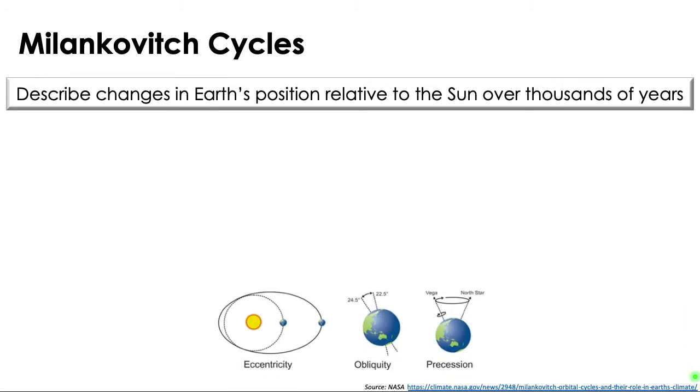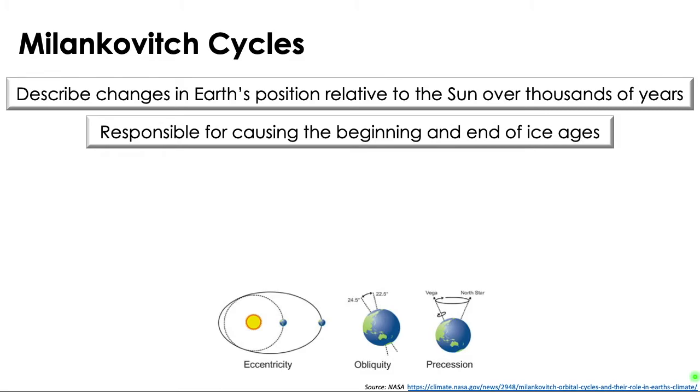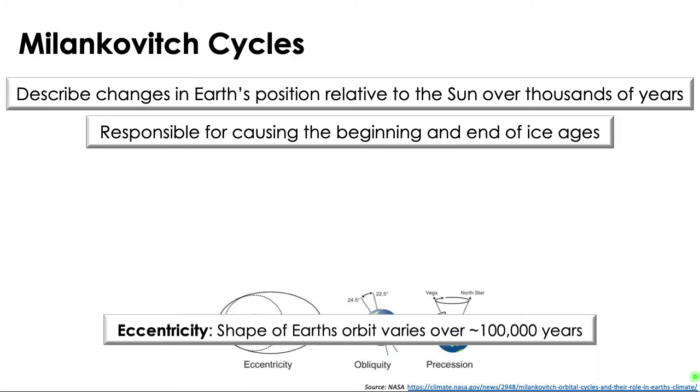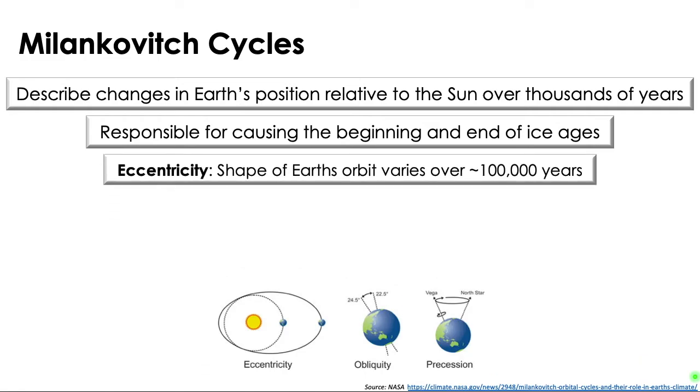First off, one of the main factors that naturally influence climate are the Milankovitch cycles. The Milankovitch cycles basically describe changes in Earth's position relative to the sun over thousands of years. And there are three different types of the Milankovitch cycles. These are responsible for causing the beginnings and the ends of the ice ages. The first one, and the one that takes the longest amount of time to occur, is known as eccentricity.